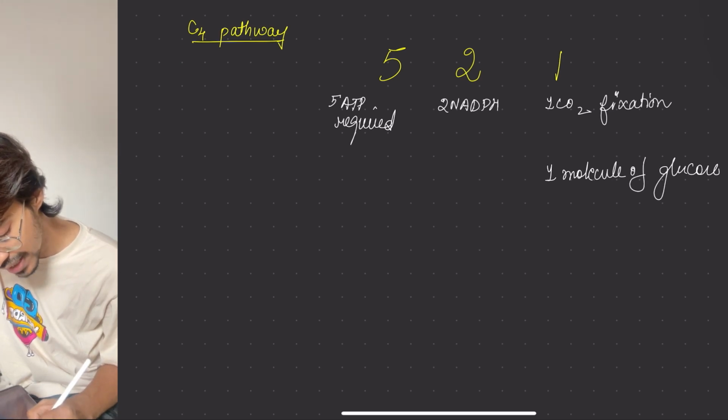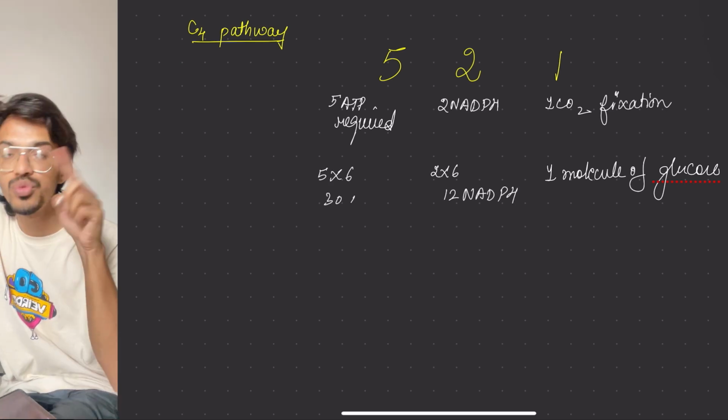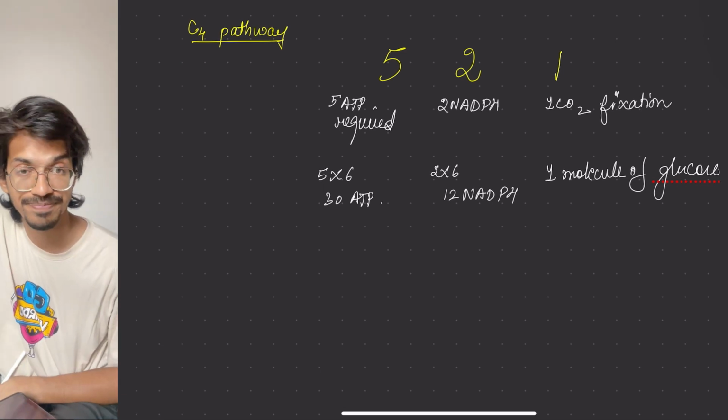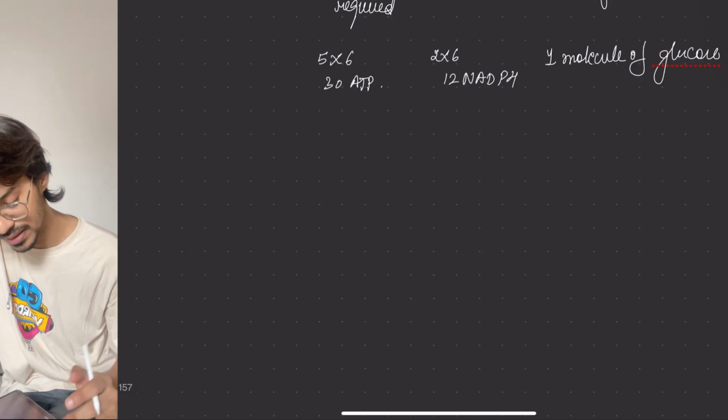2 into 6, that is 12 NADPH, similar like that, but 5 into 6, that is 30 ATPs, which will be required during the regeneration and formation of other components. Okay, so this thing we have to remember. Let's just see what is taking place here.